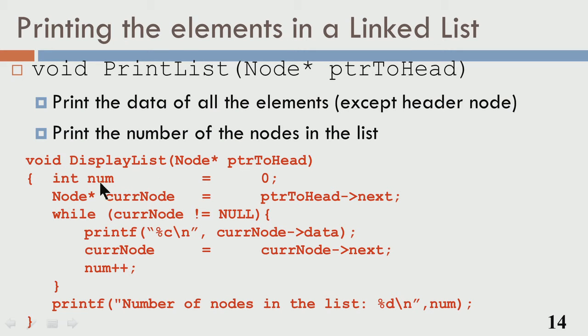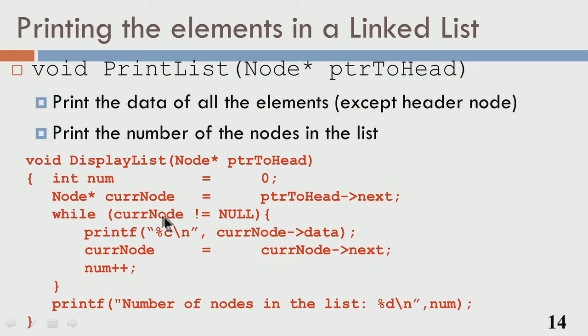So, we start with 0 elements to begin with. We do not know how many elements are there in the list, we assume that there are 0 elements, and we take current node, this cur node, to point to a node past the head node. So, we start with head node's next. If the list is empty, this ptr to head, its next pointer will be null. So, current node will also be null, but even if there is just one element, this ptr to head next pointer will be a valid value, and current node will start with a valid value.